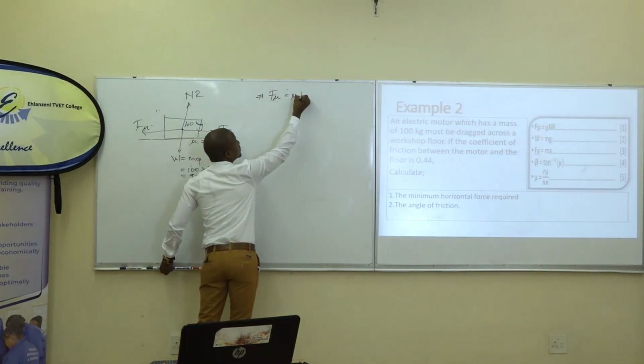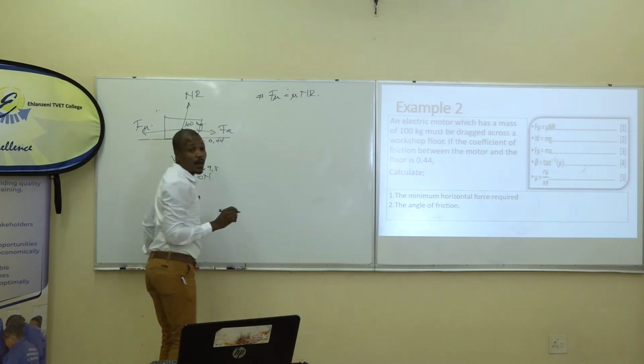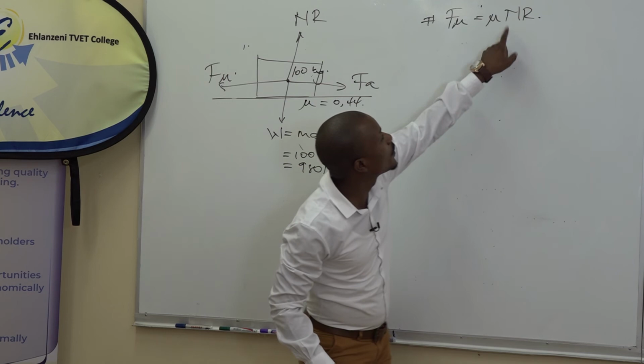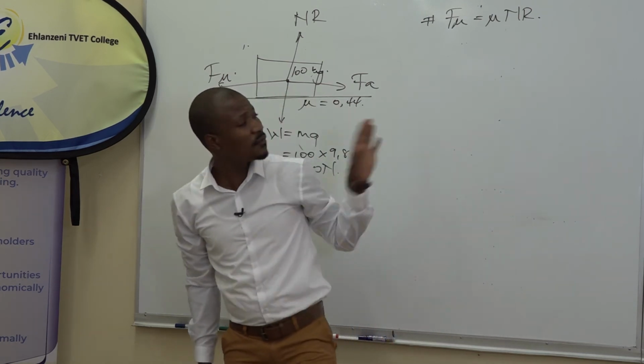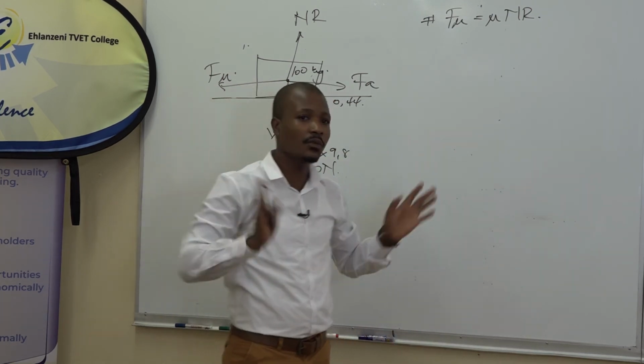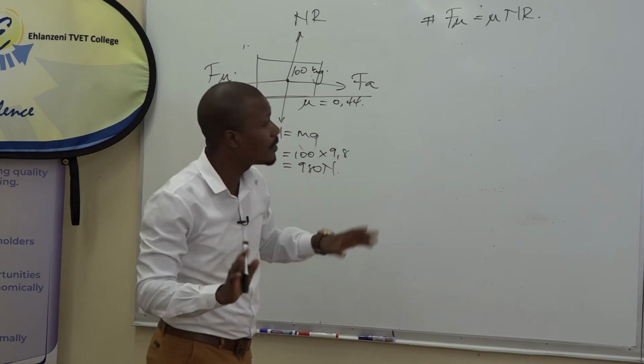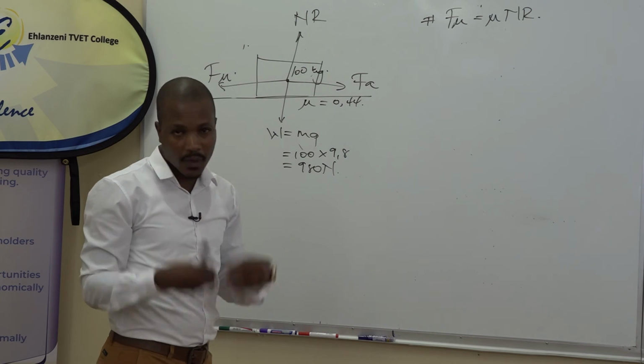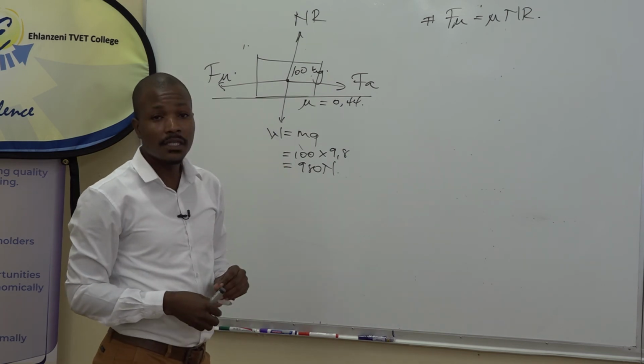First equation. Why are we using the first equation? Because we do have the coefficient of friction and we do have the normal reaction. If we have those, then we know we are sorted. We don't have any problem. It's very simple. I've only identified what I'm given and I used what I'm given to identify my equation.